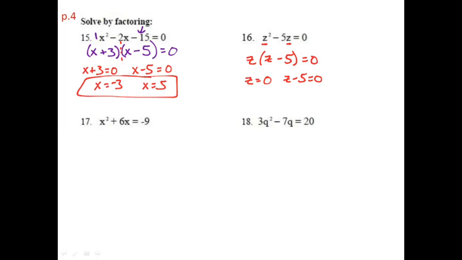So all we have to do here is say, well, if z minus 5 is 0, then z equals 5. So that means our solutions are z equals 0 and z equals 5. Do just a couple more, and then I'll let you try some on your own and do some homework.